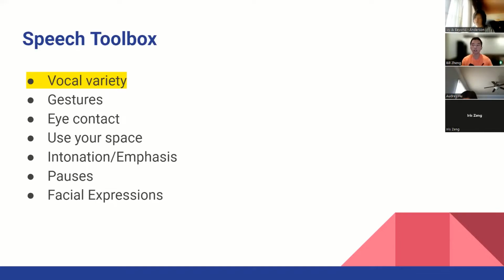You don't want to talk all the time. Sometimes you want to pause a bit, right? You can see how I even use pauses when talking on a day-to-day basis. And then lastly, facial expressions. Facial expressions are really important. When you're giving a speech in person, your face shares the entire story. If you're smiling, people will be more happy and engaged. If you're always sad or just stone-faced, people might not be engaged.